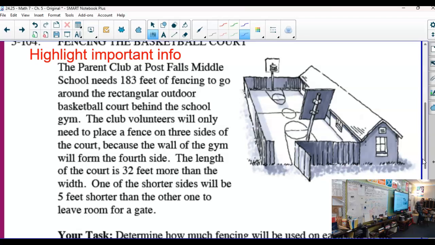The fourth side. So if you look at the picture, guys, what Clayton just said is like, we don't need a fence over here. The building is there. Right? So they don't need a fence there. They're only going to actually fence 3 sides. The building keeps the other side safe.